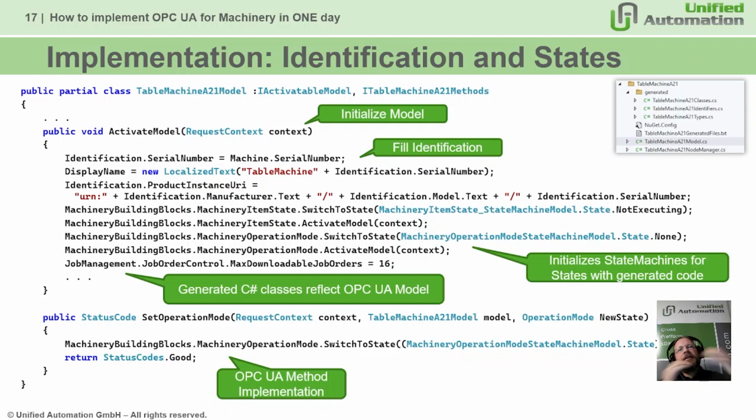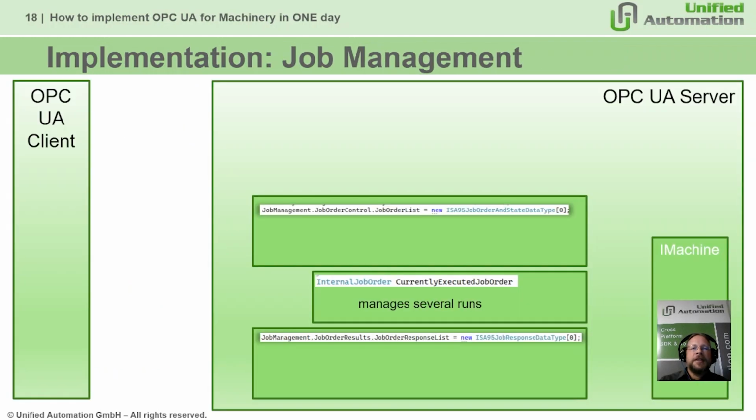Just so that you get an idea when it's getting a little bit more complex in the implementation of your server, let's take a look into the job management. So I have a client, I have an OPC server. You can see this iMachine is part of the OPC server. So that's the interface into the real machine. The other logic is implemented in my server in the IPC.